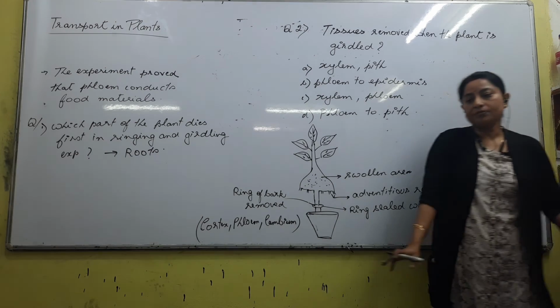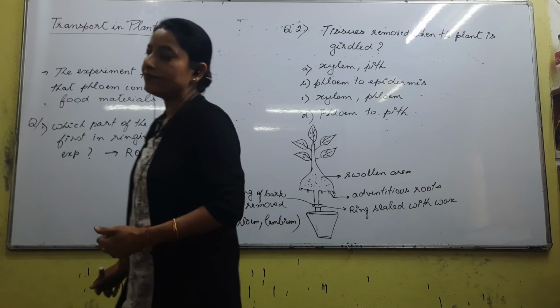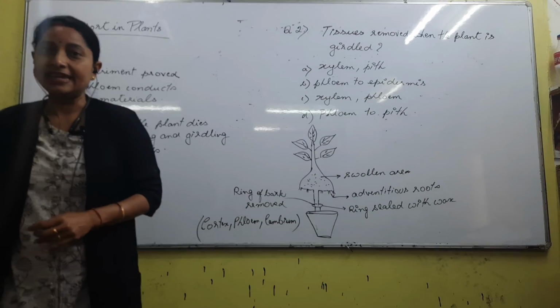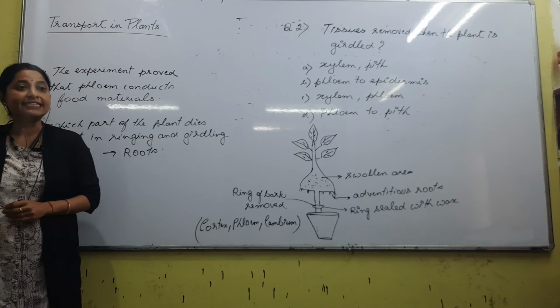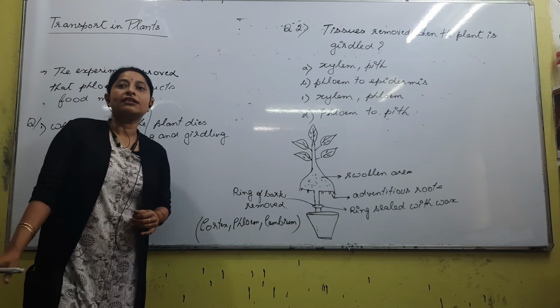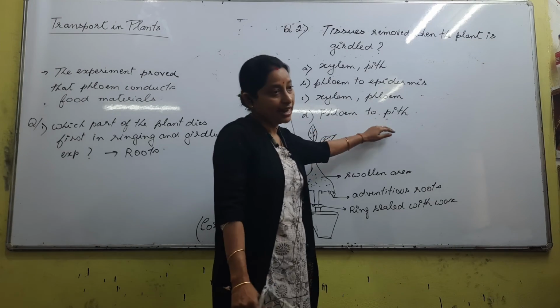So as I said, from this experiment or from this section, only two questions are asked. First, who has given the ringing and girdling experiment? Second, which part of the plant body dies? And third, what are the tissues that you have removed, right? From this portion itself, a question has been asked, right?